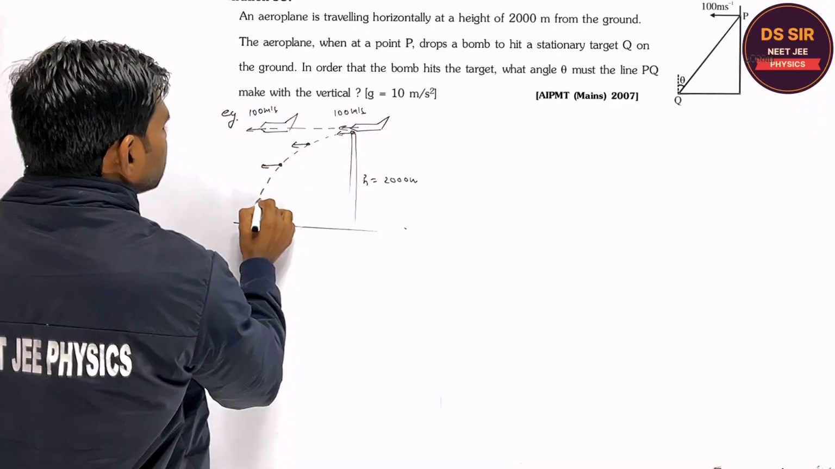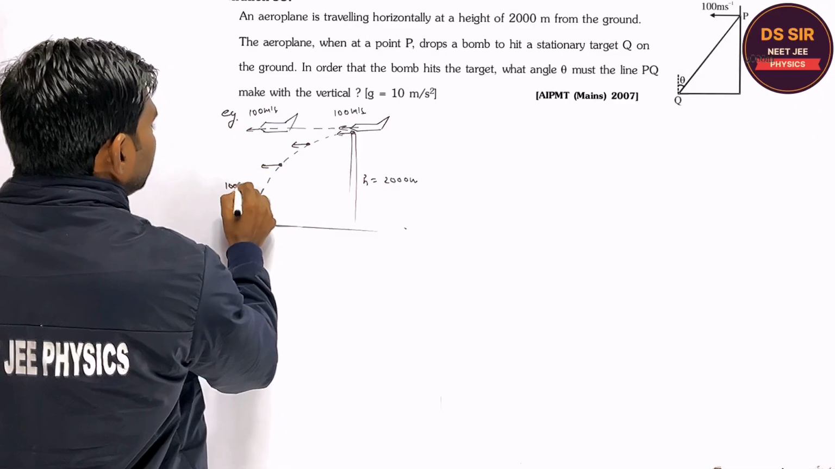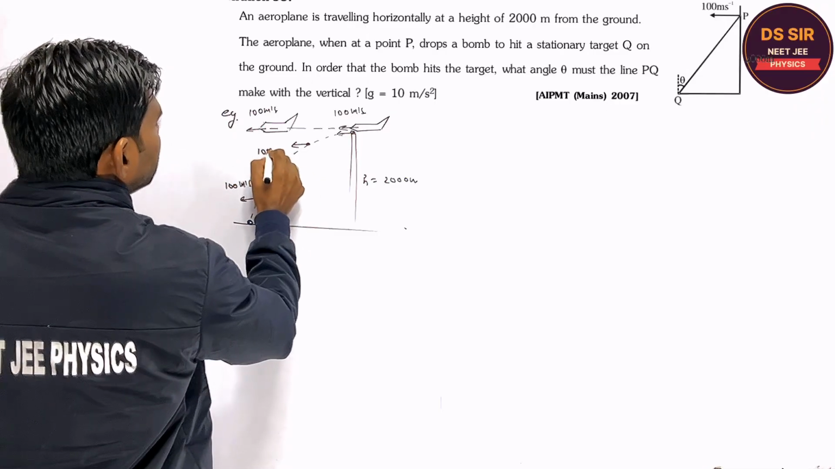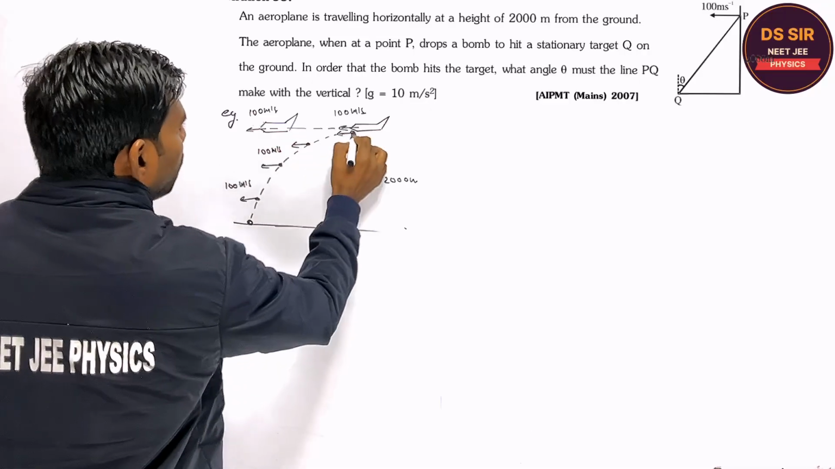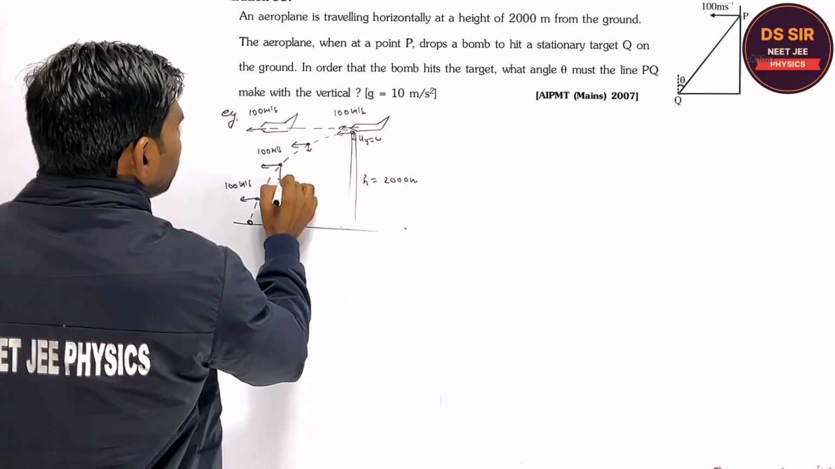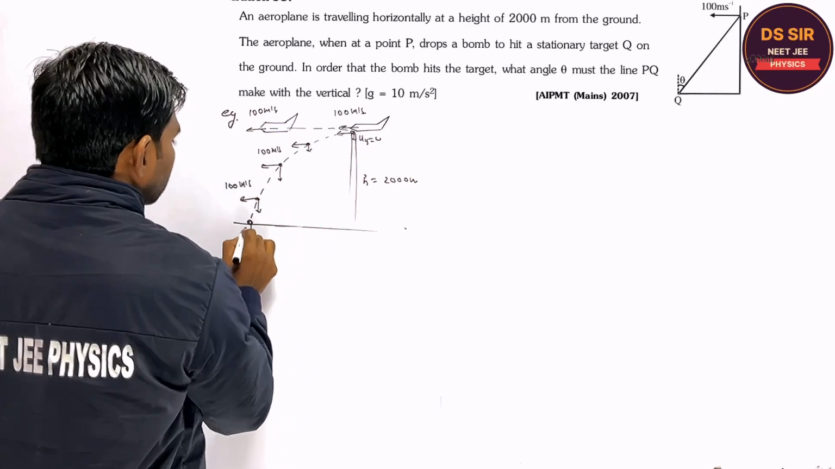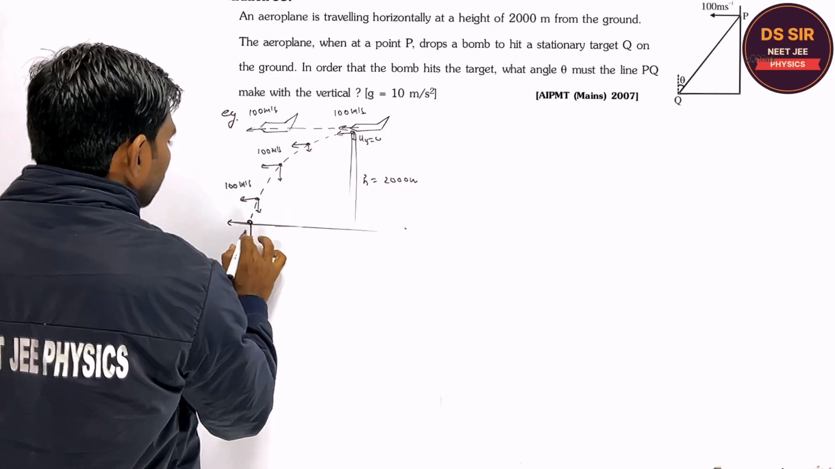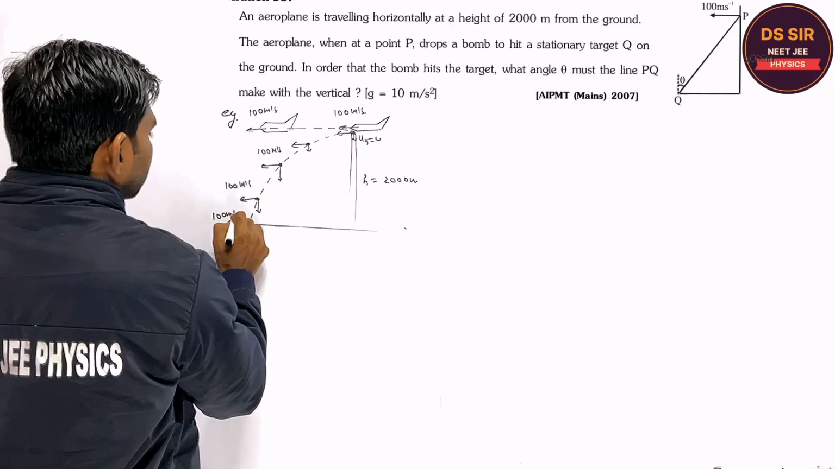Initial horizontal velocity will be what? Say 100 meter per second. It does not change. Although initial vertical velocity is what? 0, and this velocity will continuously increase. Is it clear or not? This is the 100 meter per second.